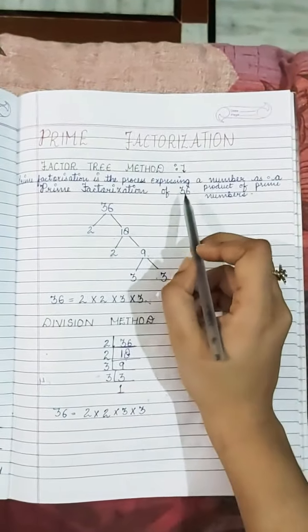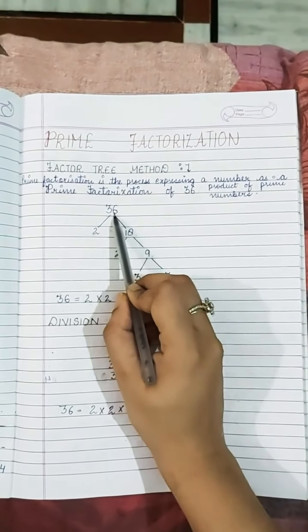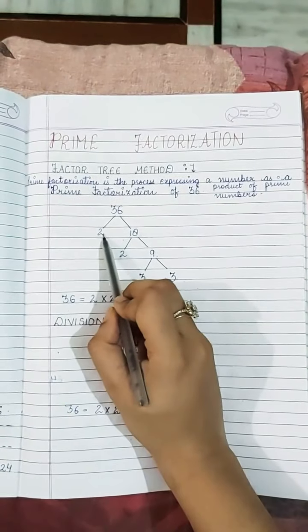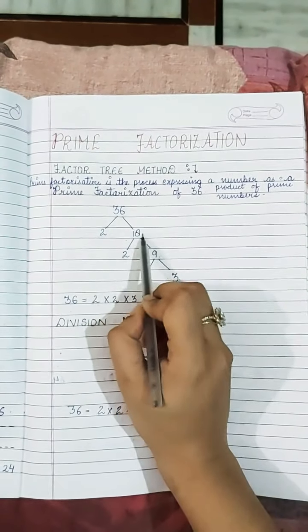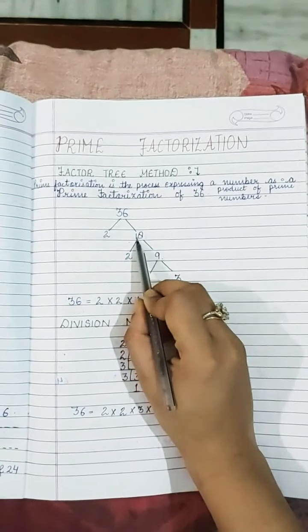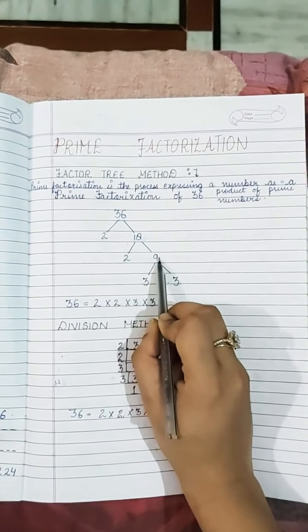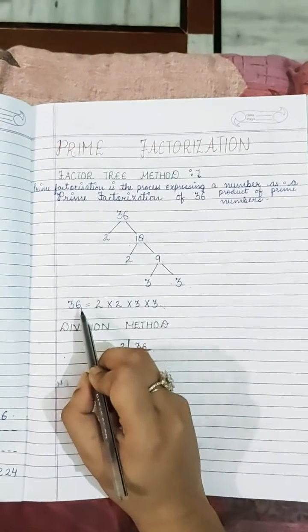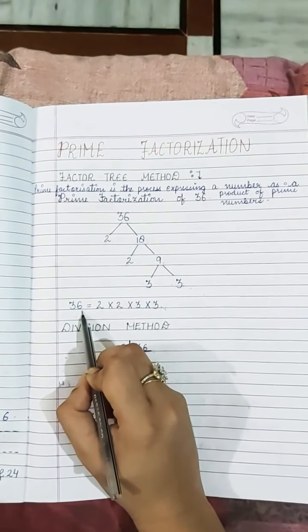I have taken the number 36 here. See 36, 2 18s are 36. Now 2 is prime, but we can further factorize 18. 2 9s are 18. Then again we can factorize 9, so 3 3s are 9. Now see 36. How will we write 36?